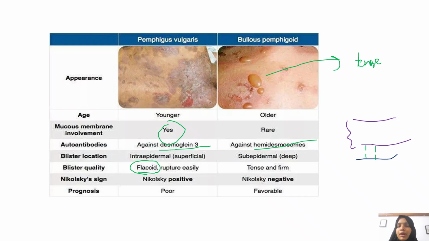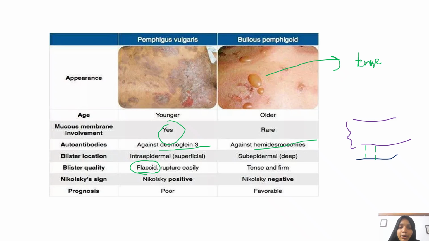In another condition, pemphigus foliaceus, it's desmoglein 1, but the more common one is vulgaris. Vulgaris means common form, right? Acne vulgaris means common form of acne. So pemphigus vulgaris means common form of pemphigus. That is against desmoglein 3, which is a component of desmosome, which is in between the cells in the stratum spinosum layer. Hemidesmosomes is between the epidermis and dermis.